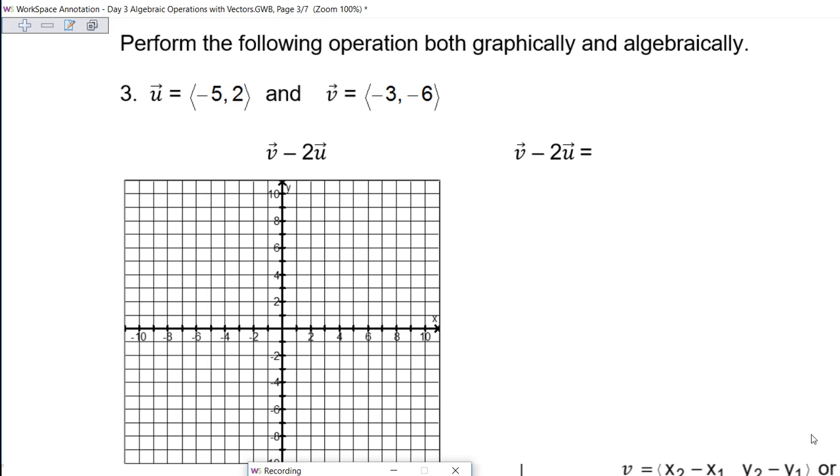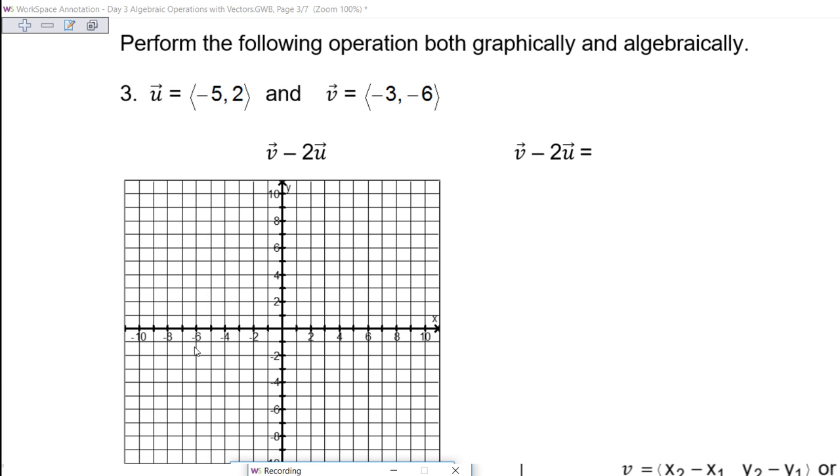Problem 3, we need to perform the following operation both graphically and algebraically. Number 3, we're given vector u is ⟨-5, 2⟩, and vector v is ⟨-3, -6⟩. Now notice both of these are in component form because of the angled bracket. So that means both of those have an initial point at the origin.